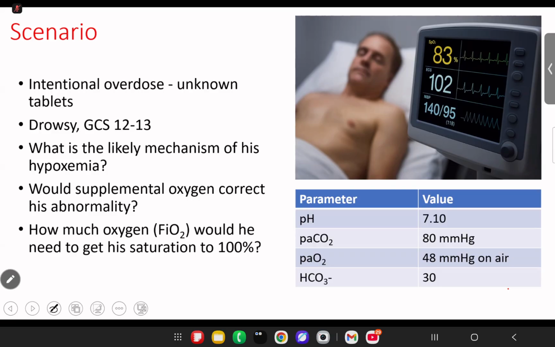And we have a blood gas done on room air: pH of 7.1, PCO2 of 80, PaO2 of 48, and bicarbonate of 30. I'm not going to go into details of how to read the blood gas, but you should know roughly. Basically, this patient is acidotic because normal pH is only 7.35 to 7.45. So it's low, so it's acidotic. Can anyone interpret this blood gas or just tell me what's happening here?